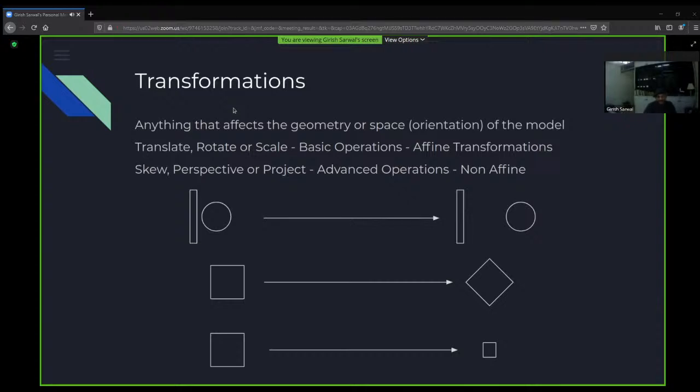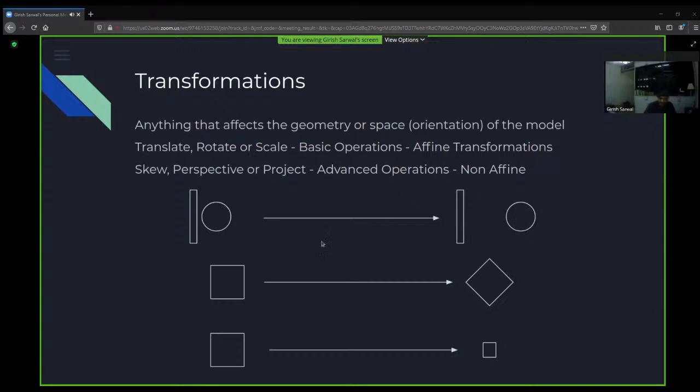There are essentially two broad categories of transformations. One is the affine transformation, another one is the non-affine transformation. An affine transformation is one in which, after you do the transformation, all the edges remain parallel to each other like they were earlier, or remain at the same orientation with each other. If you're translating an object, the first example that you see is where translation happens. The circle gets translated, so the circle now looks a little bit away from the rectangle.